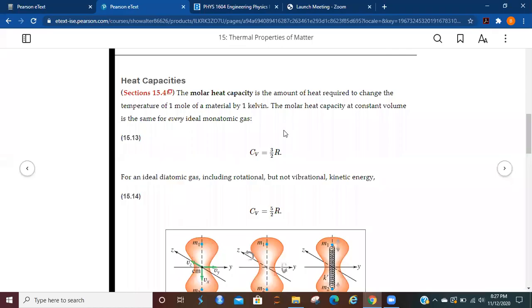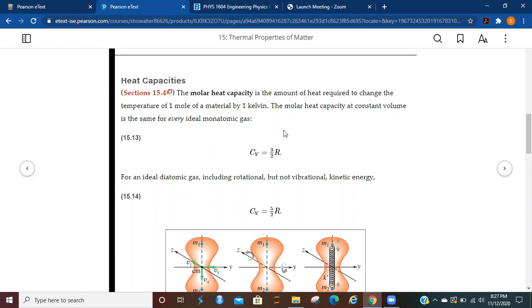This is section 15.4. I'm going to be discussing heat capacities. The molar heat capacity is the amount of heat that's required to change the temperature of 1 mole of a material by 1 Kelvin. The molar heat capacity at constant volume is the same for every ideal monatomic gas. So you can see there the heat capacity at constant volume, which is why you have a little subscript V, is going to be equal to 3/2 times R. That's about as constant as it gets.